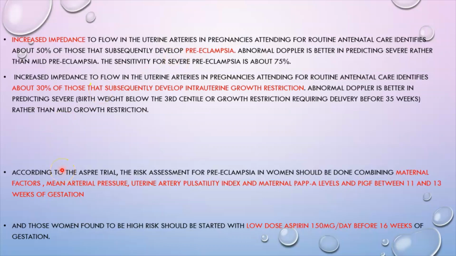The clinical application of that is, according to the ASPRE trial, the risk assessment for pre-eclampsia in women should be done by combining maternal factors, mean arterial pressure, uterine artery pulsatility index and the mean maternal PAPP-A levels and placental growth factor, that is PlGF, between 11 and 13 weeks. And very important thing, those women who are found to be high risk should be started on low dose aspirin, that is 150 milligram per day, importantly before 16 weeks of gestation.